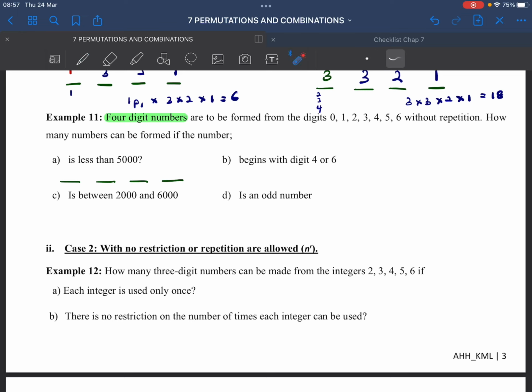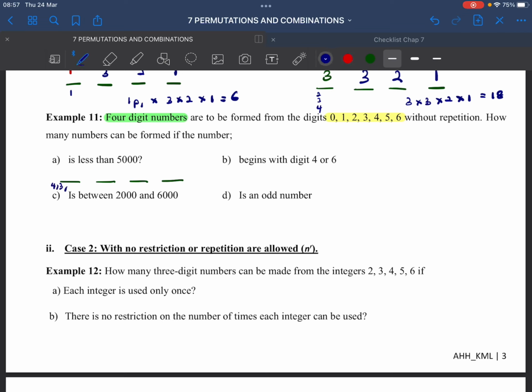Okay, so is less than 5,000. So as you can see from the digit that you have here, 0, 1, 2, 3, 4, 5, 6. Kalau less than 5, maksudnya obviously bukan 6. Contoh kat sini, kalau kamu letak 6, paling kurang pun kamu akan dapat 6,000. So that is not less than 5,000. Kalau kamu letak 5 dekat sini, paling kurang 5,000. So dia dah lebih daripada 5,000. Dia not less than 5,000. So what number can we put in front here is only 4, 3, 2, 1. 4, 3, 2, 1 yang di depan.